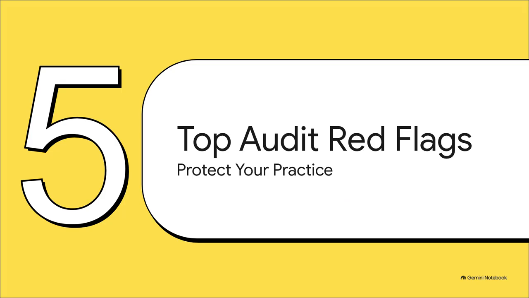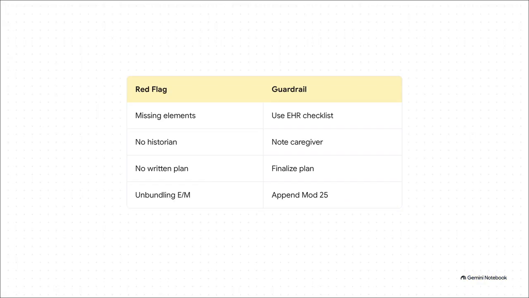And finally, Part 5. Top audit red flags. Let's take a hard look at your biggest vulnerabilities here. Red flag number 1, missing even a single one of those 10 elements we discussed. Your best guardrail? Build a hard stop template checklist right into your EHR. Red flag number 2, forgetting the independent historian. Simply put, always note the caregiver or family member's presence by name.